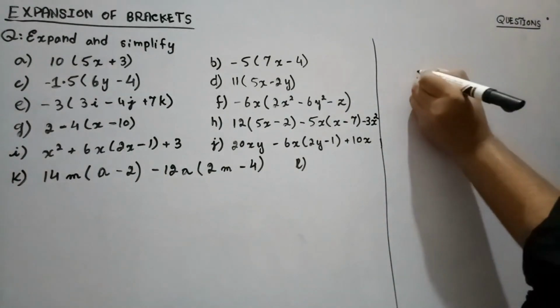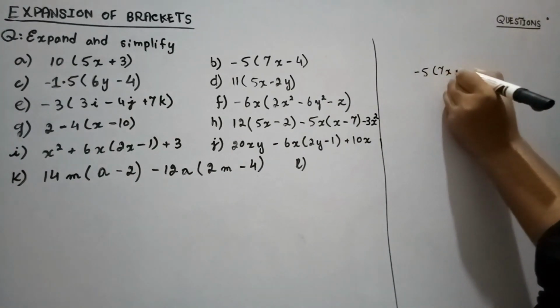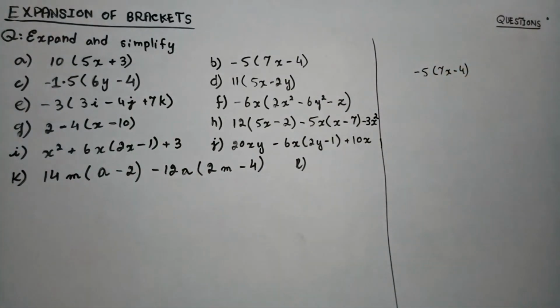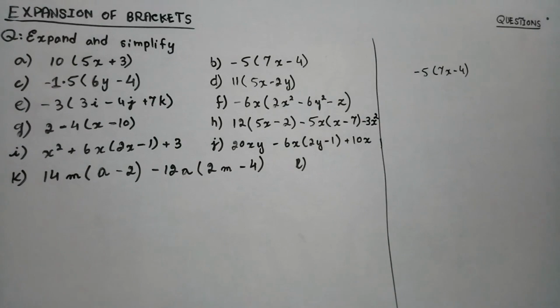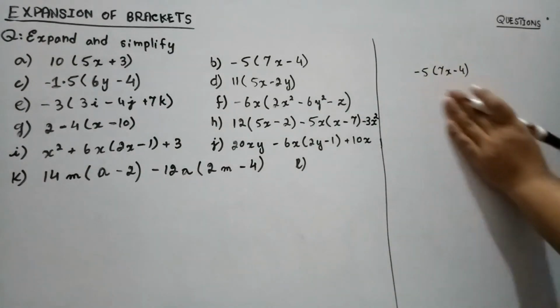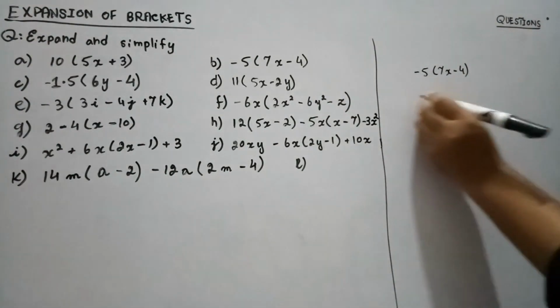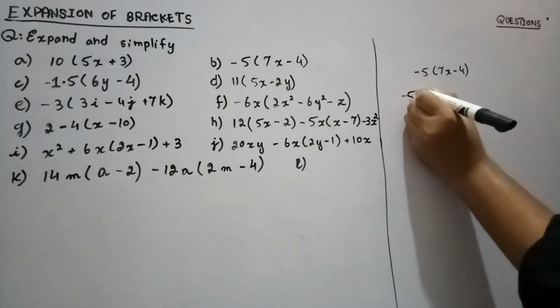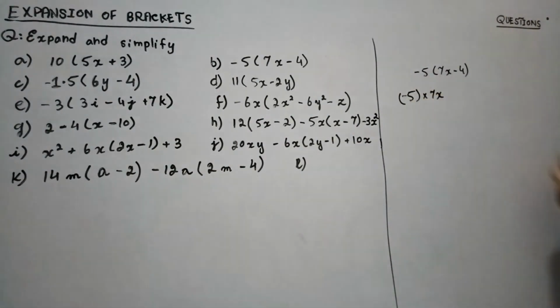Here it is negative 5, and it is going to multiply by 7x minus 4. Now you have to understand this. In the previous questions, there was a positive number which was going to multiply, but in this one we have a negative number. So let's say a negative 5 is going to multiply with 7x. You're getting my point.